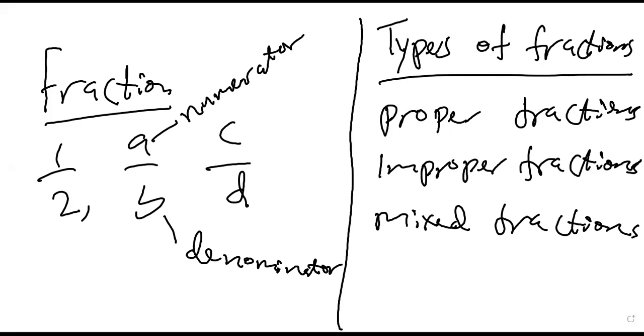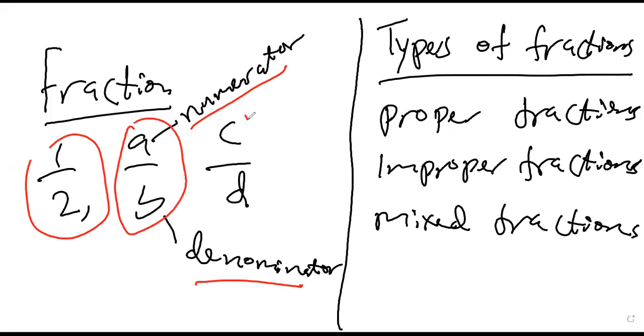Today we are going to be looking at fractions, right? A fraction is a mathematical expression that has a numerator and a denominator. So right here we have three of them. We have 1/2, we have A over B, and we have C over D. It keeps going, so you could add more, okay?